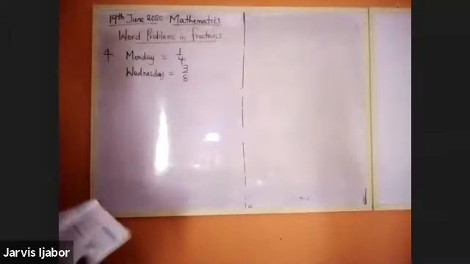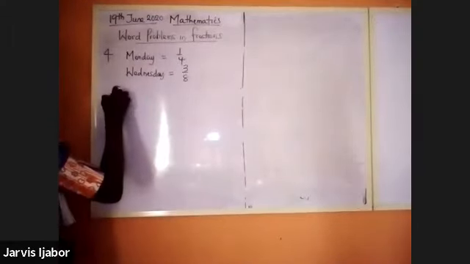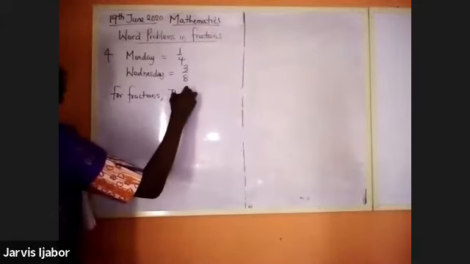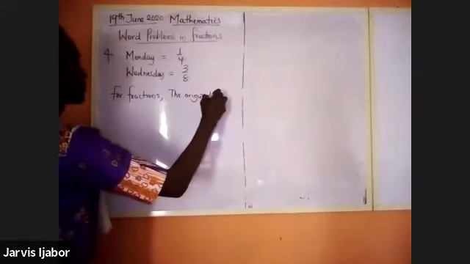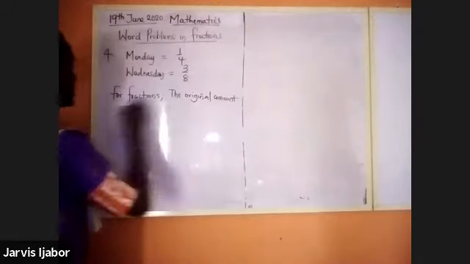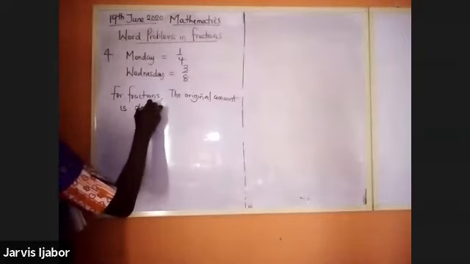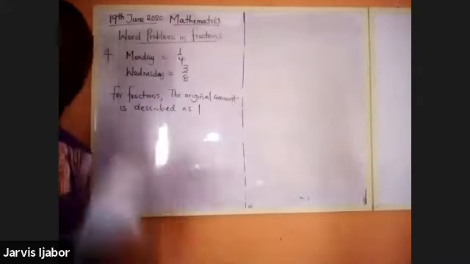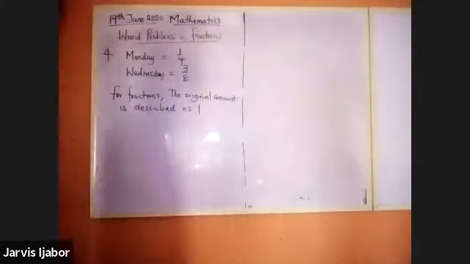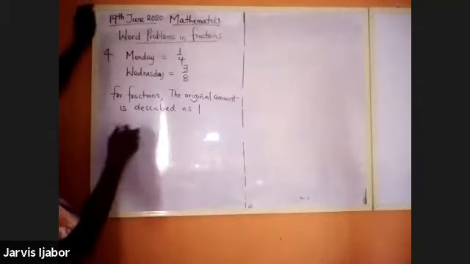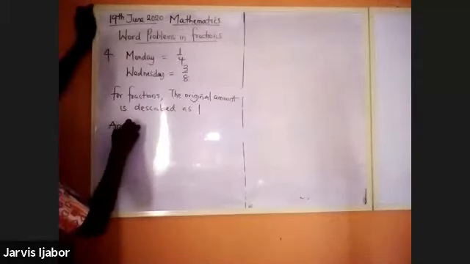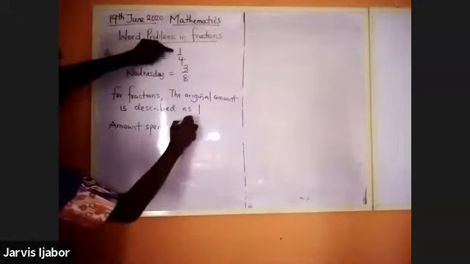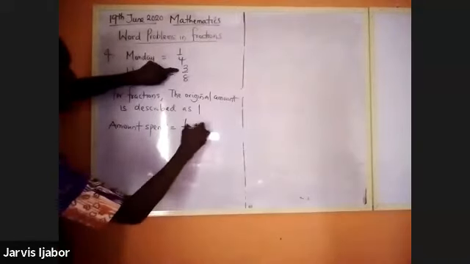Now, for fractions, the original amount is described as 1. So for a fraction, the original amount to be what? 1. Please take note of that. That's something you must take note of. So amount spent will be equal to what she spent on Monday plus what she spent on Wednesday.